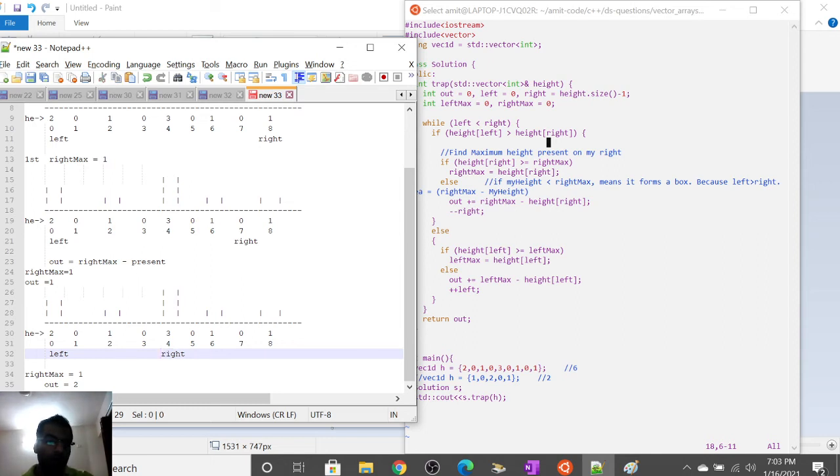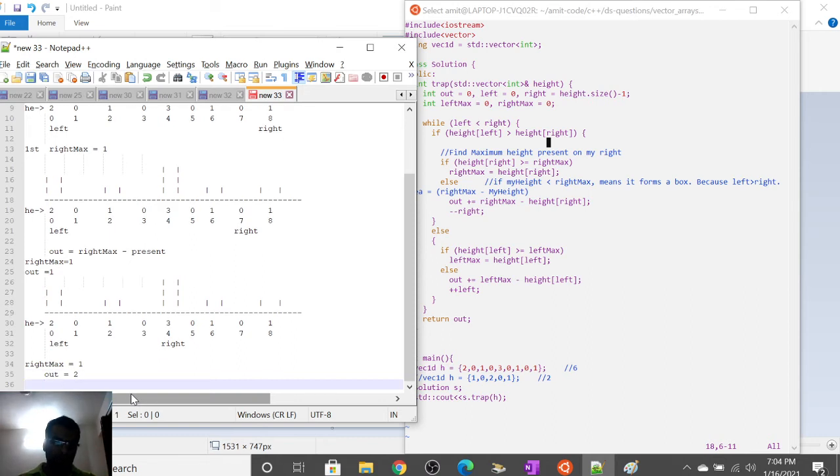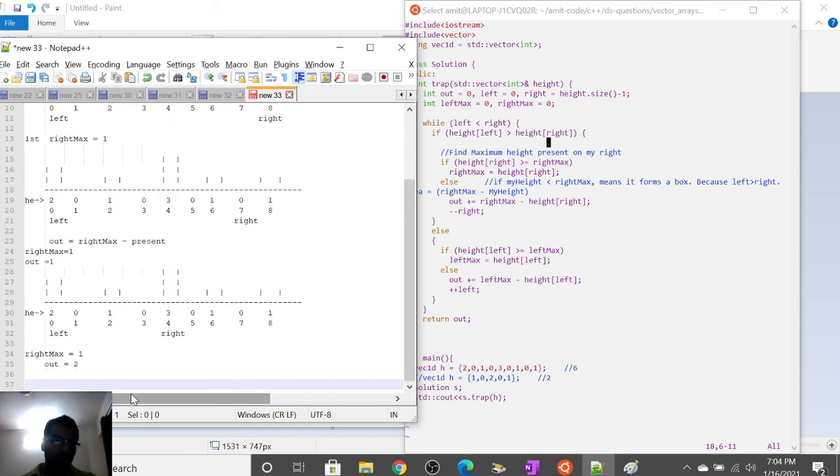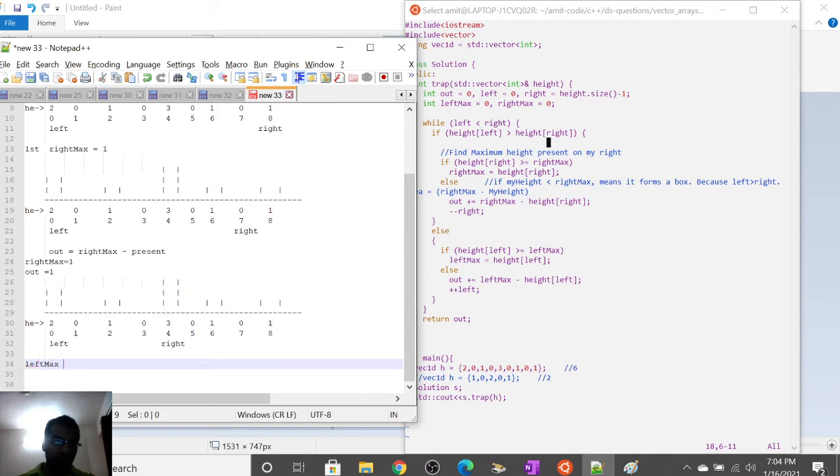Now I find that the left is smaller than right. Now we'll switch the pointers, because we always have to take a wall which is greater than this one. So now in this case I'll take left, right? Now I'm just deleting this one maybe. Now in this case left max will become 2, and I'll just move left to here.